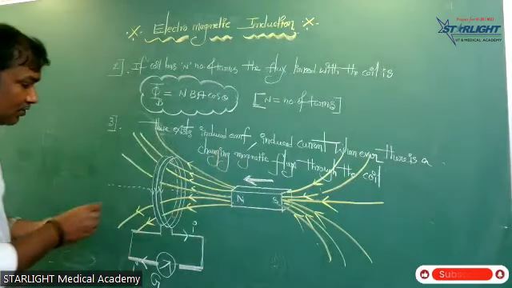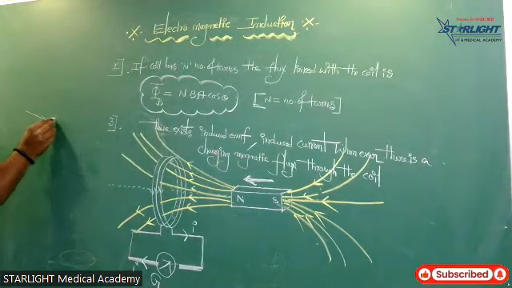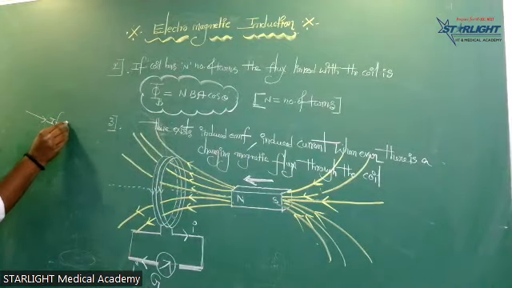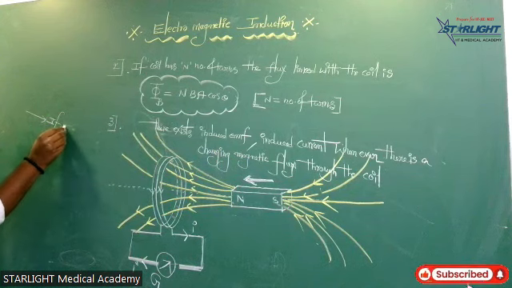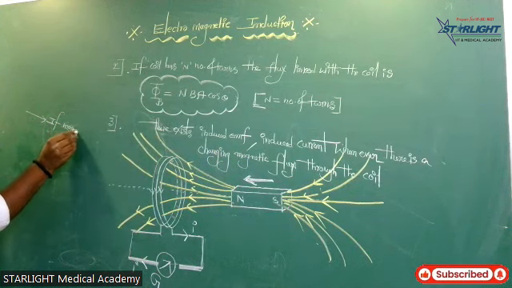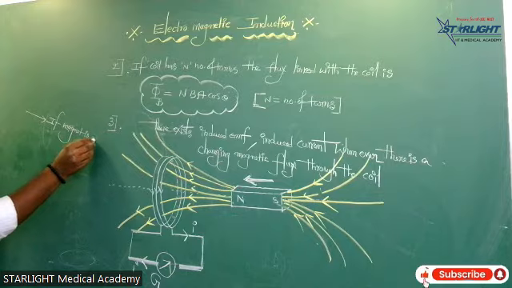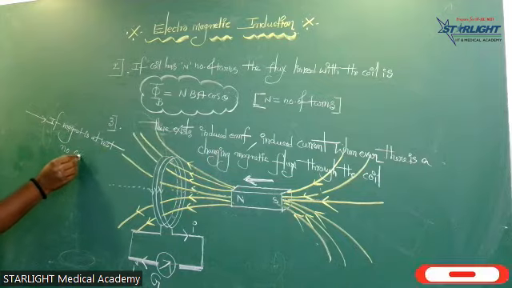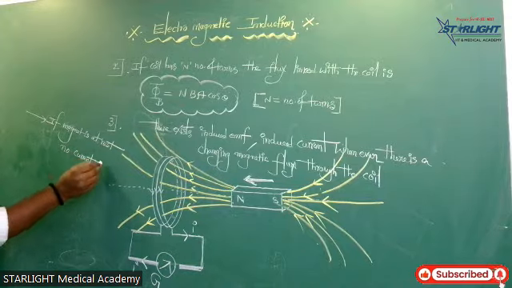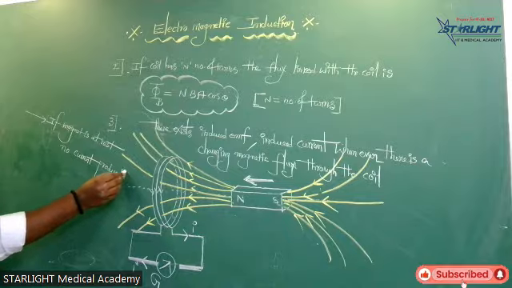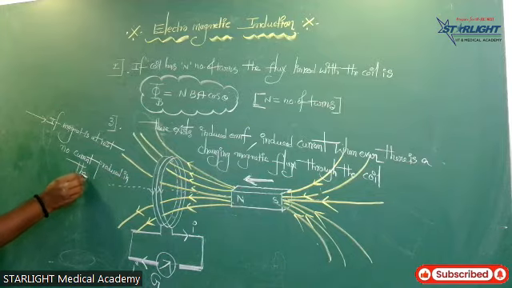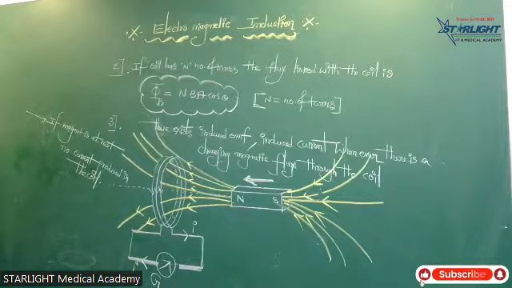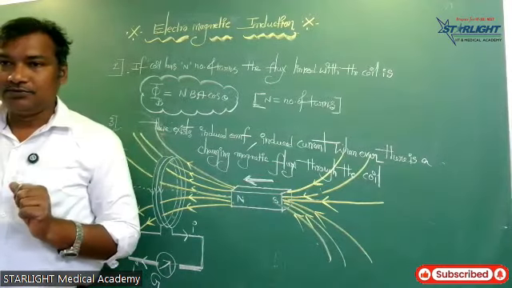అది రాస్తాను ఇక్కడ, ఓకేనా? If magnet is at rest, no current produced in the coil. Current ఏం ప్రొడ్యూస్ అవ్వదు కాయిల్.